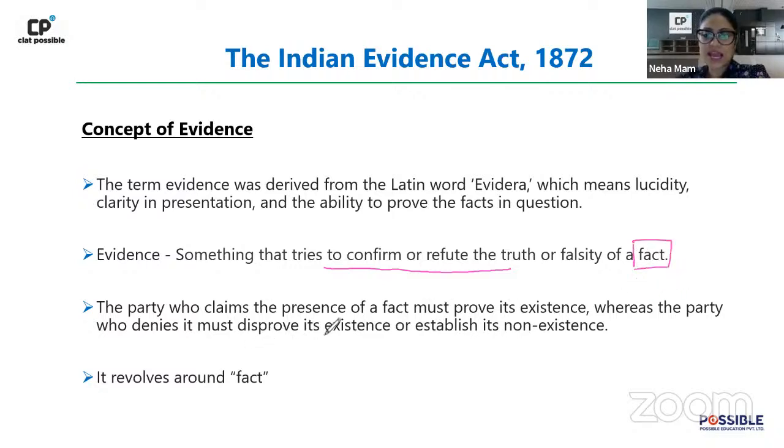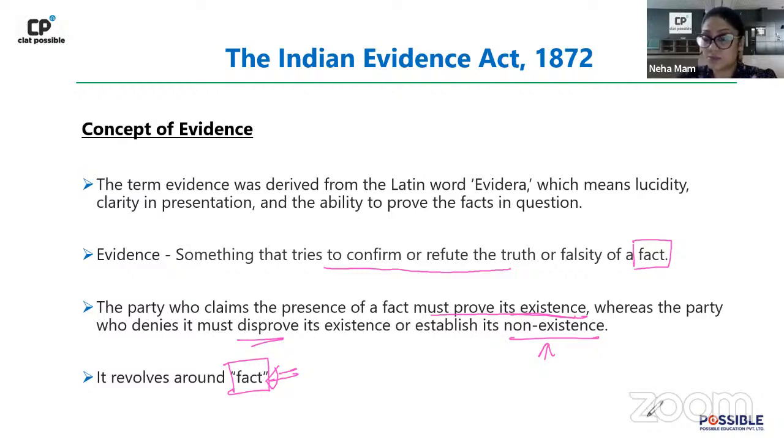If you look at the concept of evidence, you always realize that it always revolves around facts, whether it's confirming or refuting the truth or the fallacy. In fact, when you guys say that evidence is proof, proof of what? Proof of a certain fact, right? So it could be the party who claims, they will have to prove the existence, or the party who disproves will have to prove that it does not exist.